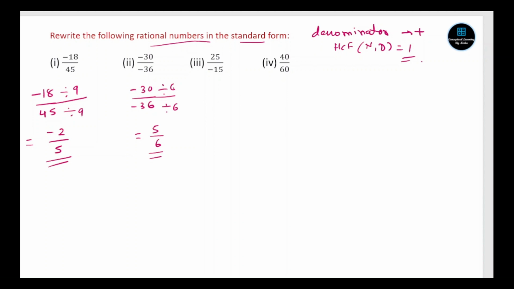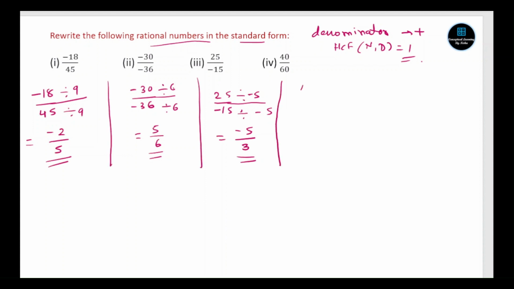Correct? Now, 25 upon minus 15. The denominator is not positive, so we have to make it positive. And I can divide by a common factor, which is 5. So what I'll do, I'll divide them by minus 5 to get rid of the minus sign in the denominator. So what do we get? Minus 5 upon 3. Correct? So this is the standard form for this. I hope you get it.